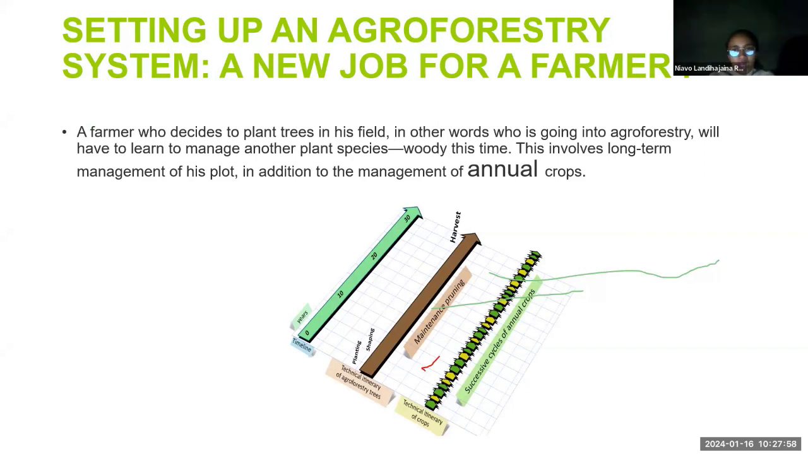how farmers can implement agroforestry. The farmer who decides to plant trees in his field, in other words, who is going into agroforestry, will have to learn to manage another plant species within this time. This involves long-term management of his plant plot in addition to the management of annual crops. So it means that you need to know the technical itinerary for all the crops, but not only the main annual crops he wants to plant.